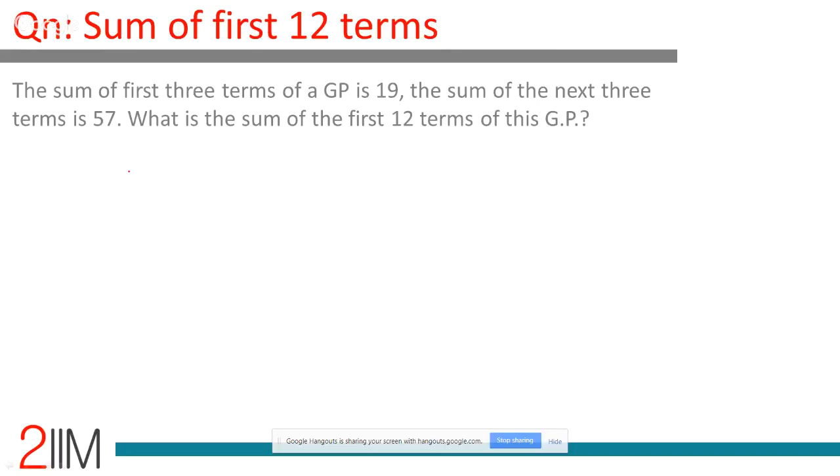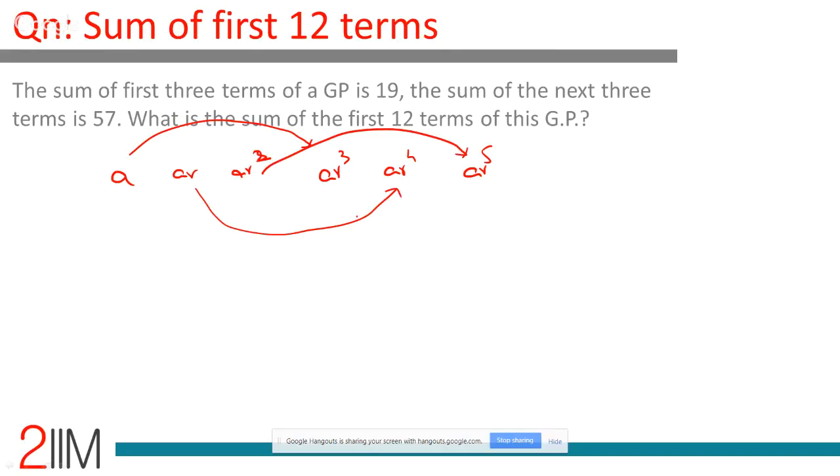Sum of first three terms of a GP: A, AR, AR square. These add up to 19. AR cube, AR power 4, AR power 5. These add up to 57. Think about this. Don't go step by step. Don't think in terms of 1 plus R square plus R cube. This into R cube is this. This into R cube is this. This into R cube is this. So these three terms add up to 19. These three terms are nothing but these three added together into R cube. So the sum of these three terms, into R cube.